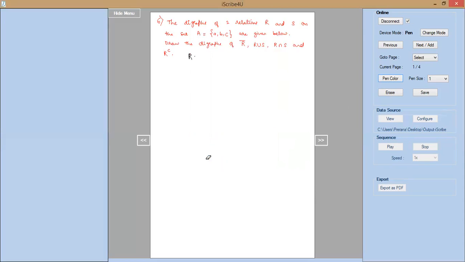R is given, which is A, B, C. There's a loop from A to A, an edge from A to B, B to C, and A to C. Then the relation S is represented in the form of a digraph on A, B, C. Both these relations are from A on A itself. There is an edge from B to A, B to C, A to C, and C on C itself. So this is the digraph for the relations R and S.